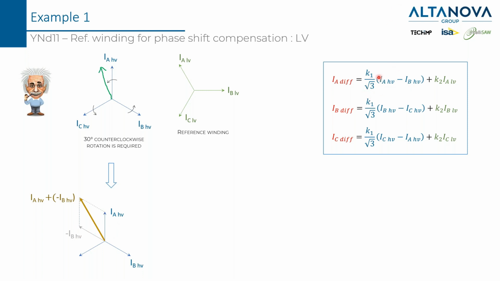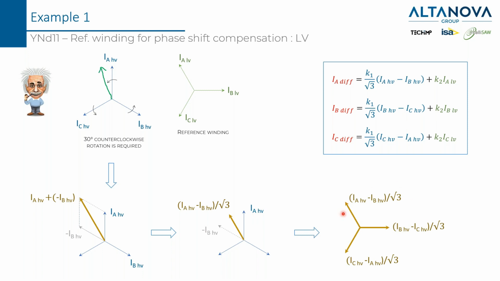But we also have to consider that there is a factor of 1 over square root of 3. This factor is present in order to reduce the amplitude of the vector, because I don't want the vector to become bigger. I want to keep the same magnitude. I just want to rotate by 30 degrees. If I do the same for the other phases, the final result is something like this. So if you compare the phase shift of these three vectors, you see that it is exactly the same phase shift as these vectors.